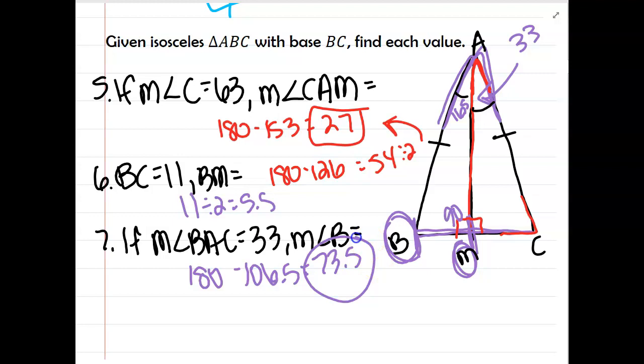Another thing you could do, if you're looking at the big triangle, you know all three of them add up to be 180. So if you did 180 minus 33, you would get 147? And you know those two are the same. So if you divide that by 2, you'd end up with the same answer, either way.